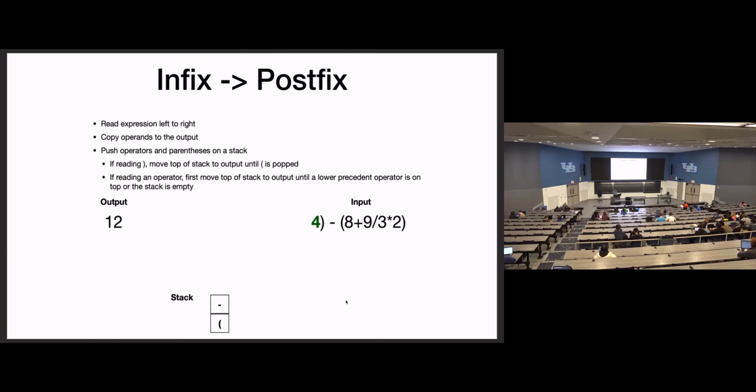Operand, copy to the output, and now we read our first closed paren. We're going to copy the stack over to the output until we see the matching open paren. So copy that subtraction out, the parens cancel each other out, and we have our first part of the output, our first thing, 12 minus 4. We have an empty stack, so push the operator, push the open paren, copy the operand.